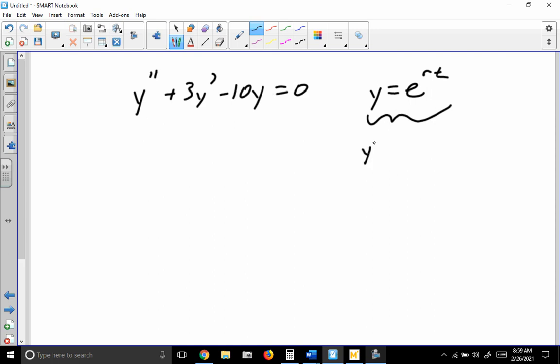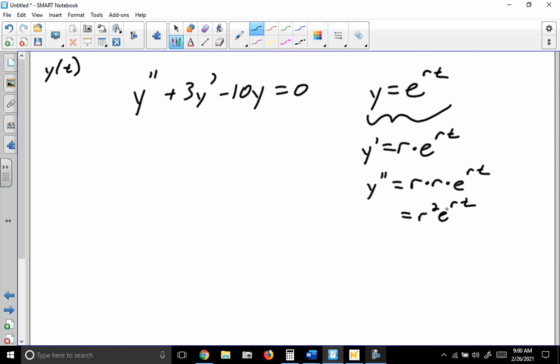So if y is in that format, then y prime would be e to the rt times the derivative of the exponent. Well, when we say y is a function of t, t is our independent variable. So this is a constant times our independent variable. So leave the constant alone. The derivative of t is 1. So y double prime is the derivative of that. We already have an r out front, and the derivative of e to the rt is e to the rt times the derivative of the exponent. So we get r squared e to the rt.